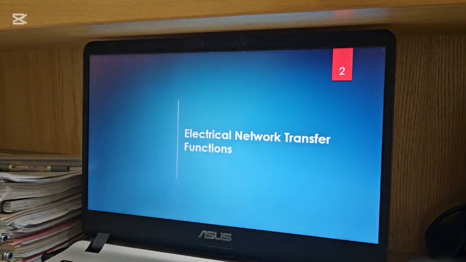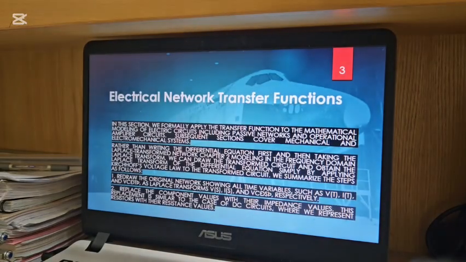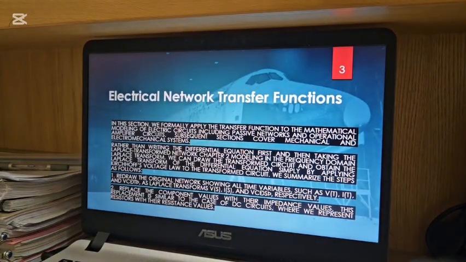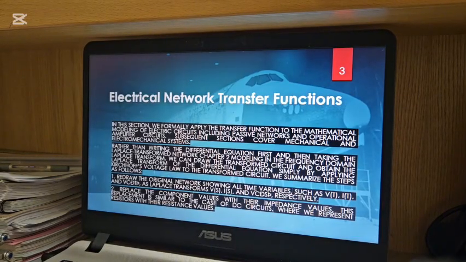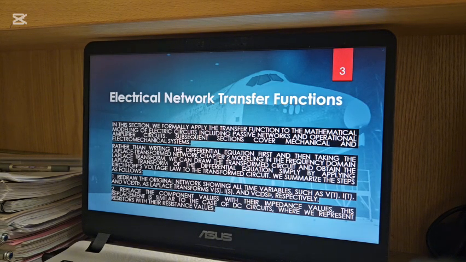First of all, we will start with section 2.4, which is electrical network transfer functions. In this section, we will formally apply the transfer function to the mathematical modeling of electric circuits, including passive networks and operational amplifier circuits. Subsequent sections cover mechanical and electromechanical systems.